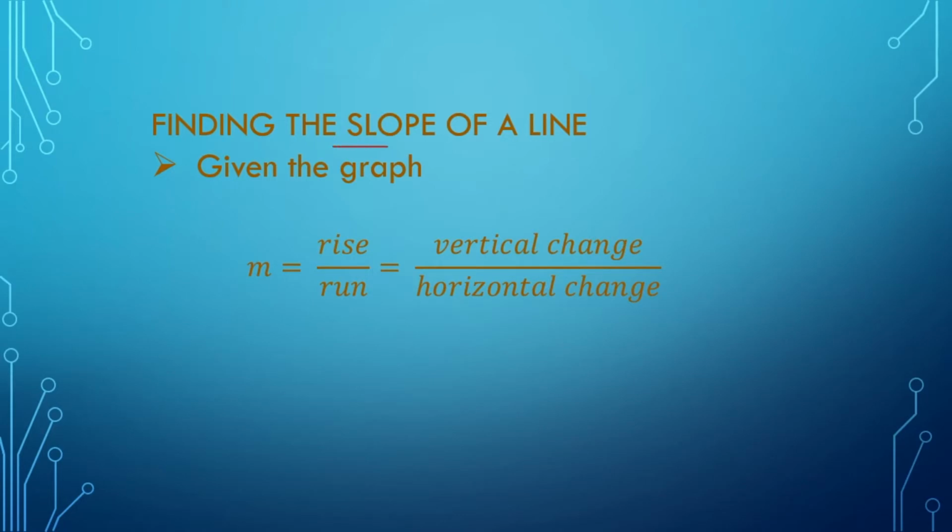In finding the slope of a line, given the graph, remember that the slope is equal to rise over run. Or it is also equal to the vertical change over horizontal change. Pero ito yung mas magagamit natin kasi mas madali ito. Rise over run. Yung sa dati, yung sa isang video, ginamit natin, we used a formula. Pero dito, wala kayong kukumputin.